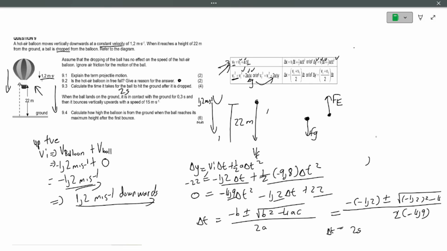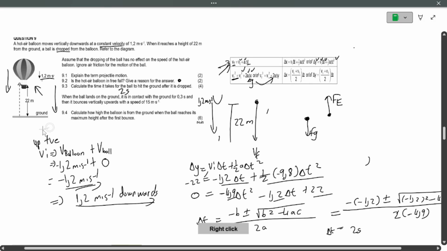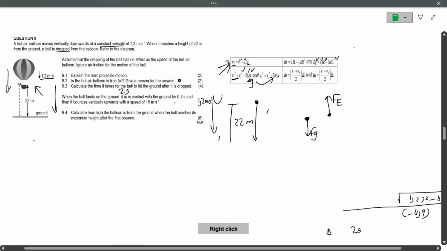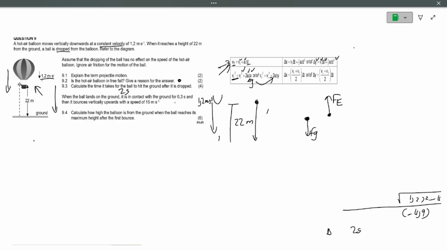So now let's go to the second one. Let's just make space. Okay, now let's say when the ball lands on the ground, it is in contact with the ground for 0.3 seconds, and when it bounces vertically upwards with a speed of 15 meters per second, then they say to calculate how high the balloon is from the ground when the ball reaches its maximum height from the first bounce.